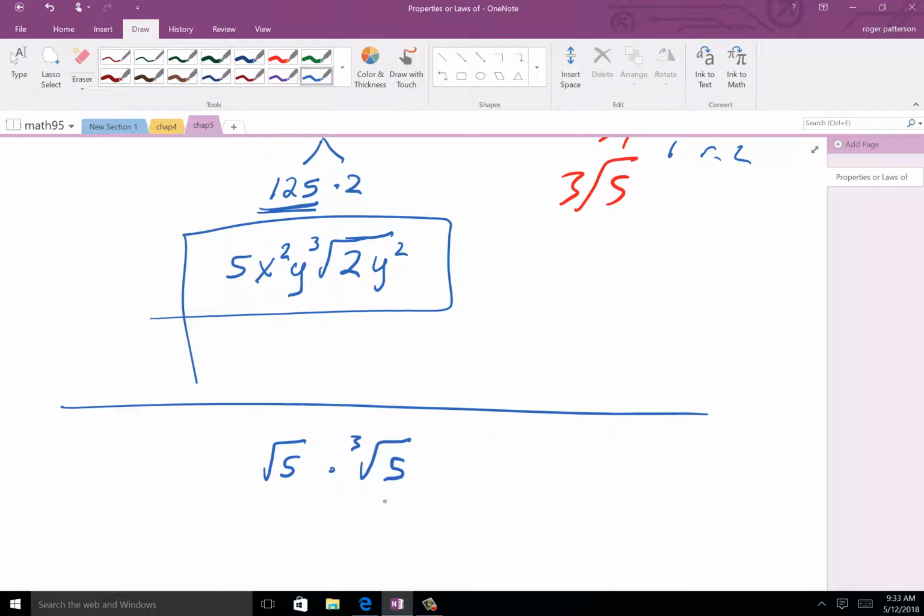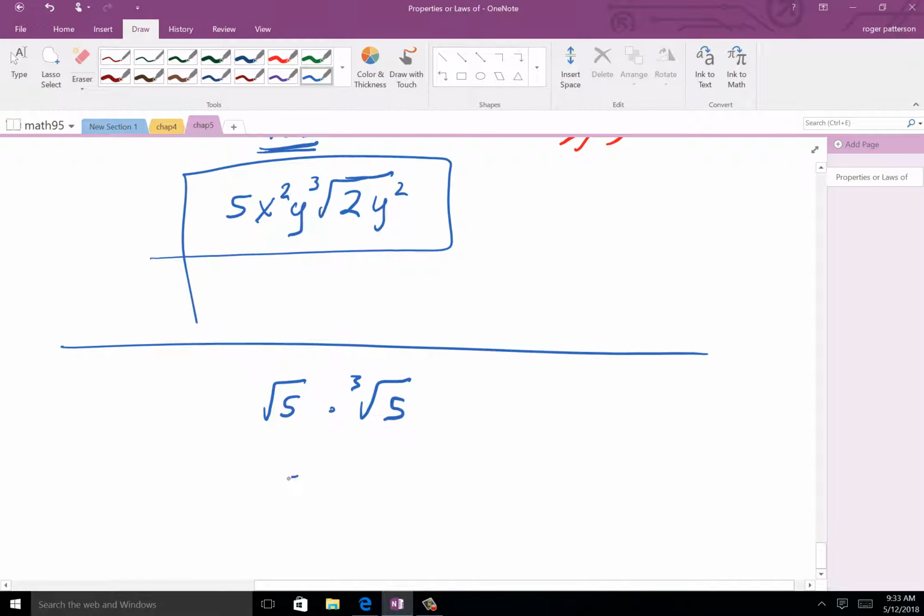So what strategy do we use? Here's what we have to do. We take this and write it as 5 to the 1/2 times this as 5 to the 1/3. Good thing these are both 5s because we need that. What do we do with these two exponents when we multiply? Add them. Right. So now we're going to take 1/2 plus 1/3. I have to get a common denominator. What's the common denominator going to be? 6. How many 6s in 1/2?